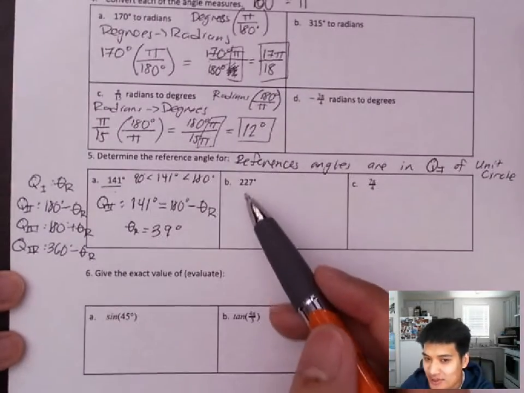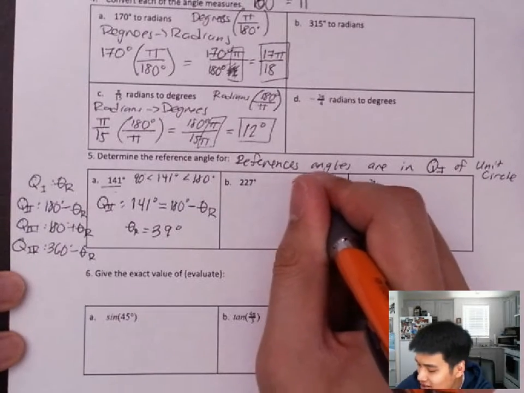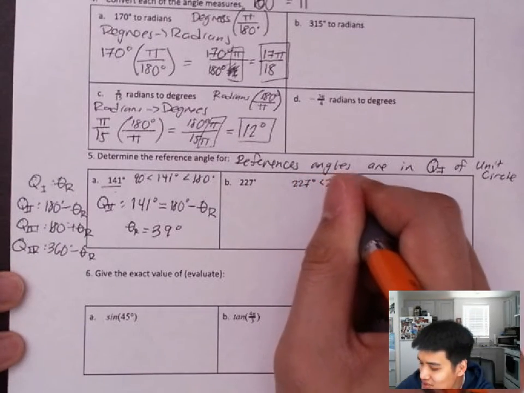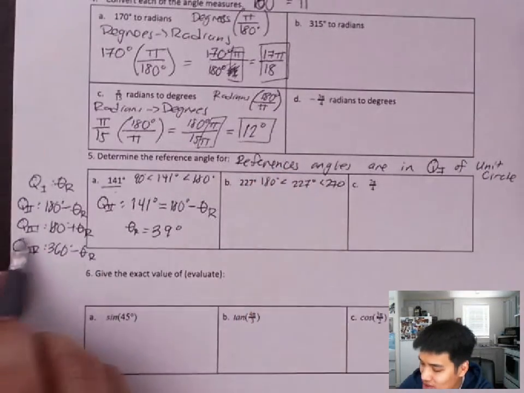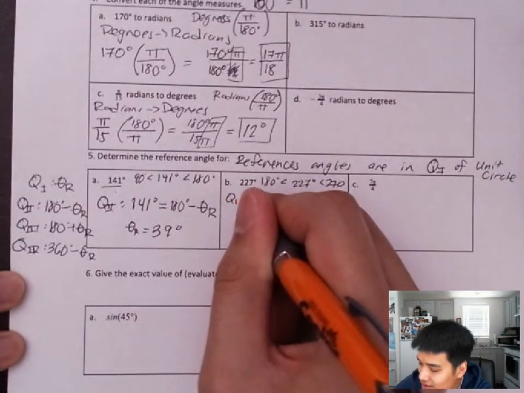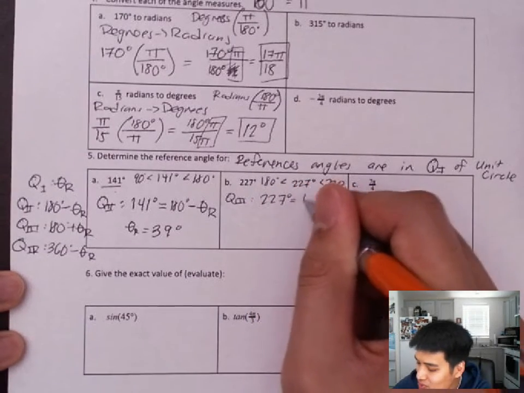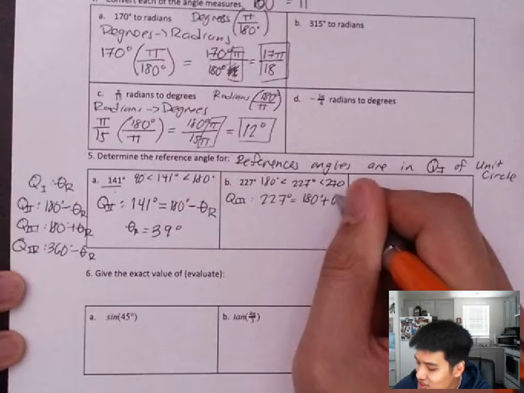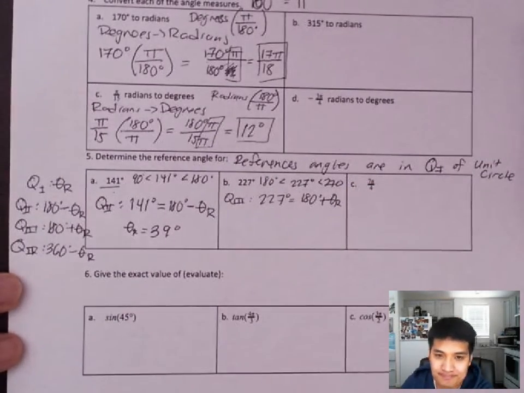Right? So setting this one up, it's similar. In this case, this is actually going to be in quadrant 3 because 227 is in between 270 and 180 degrees. So we want to use this guy. So Q3, 227 degrees is equal to 180 plus our reference angle. And then we would just have to solve for the reference angle there.